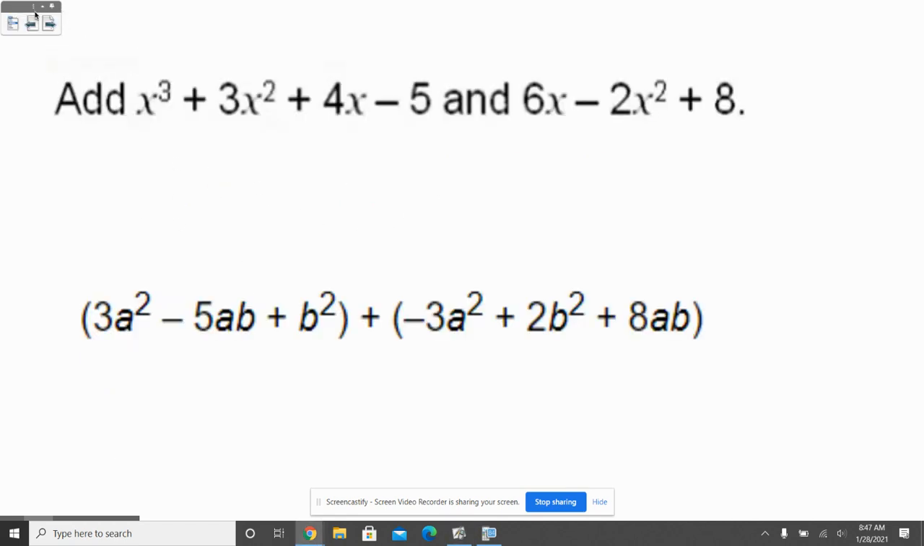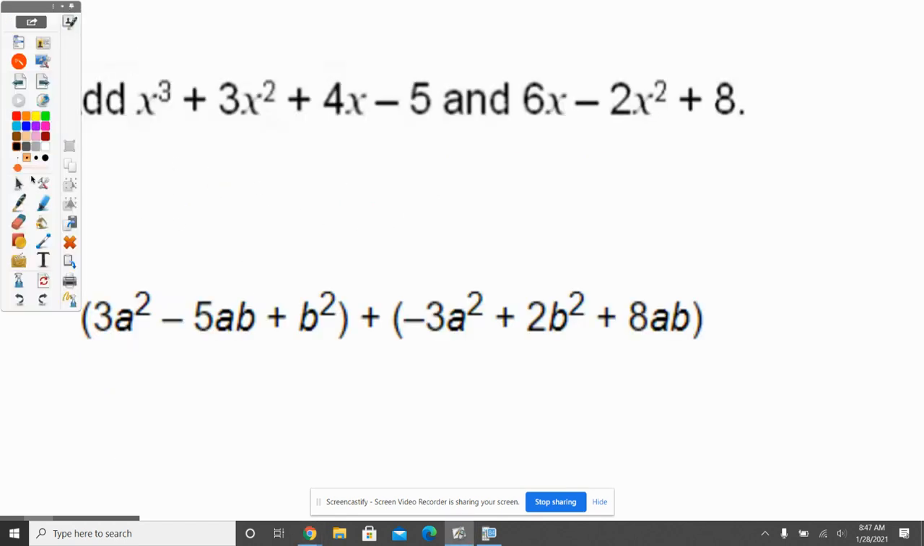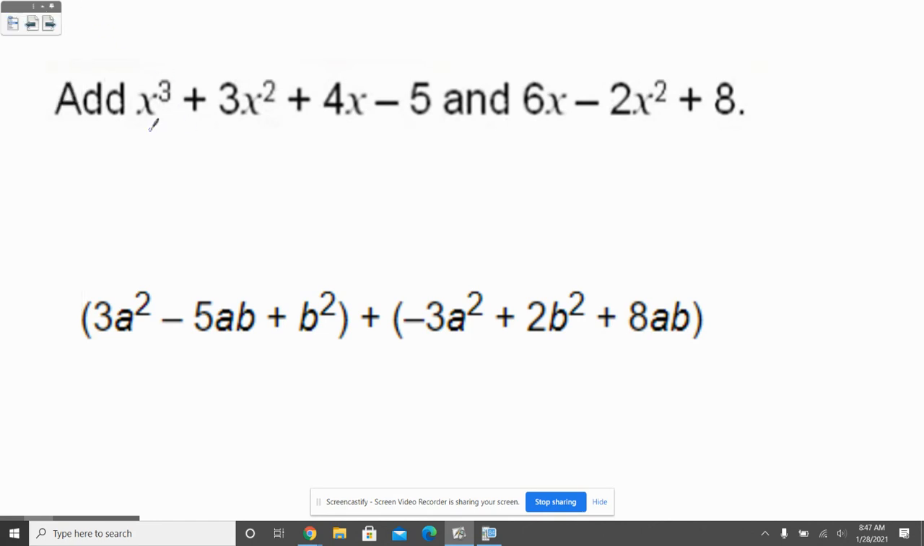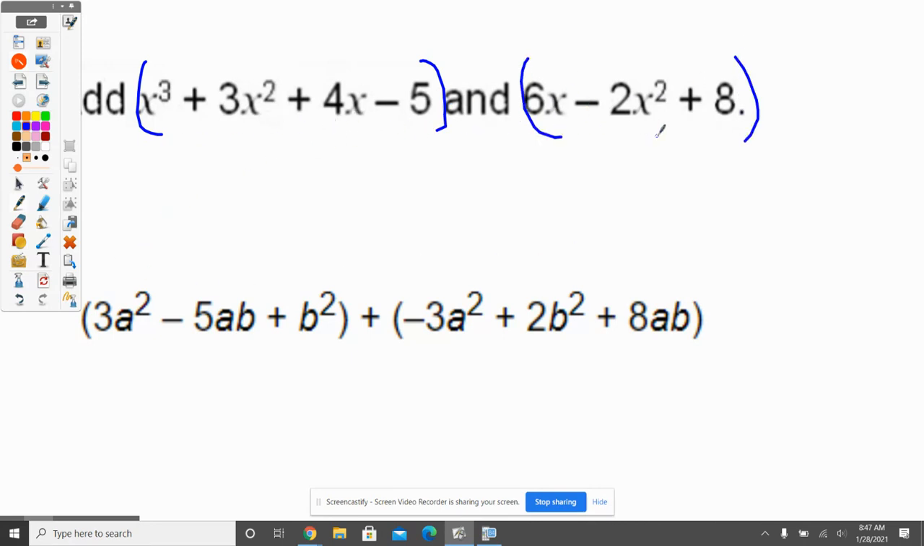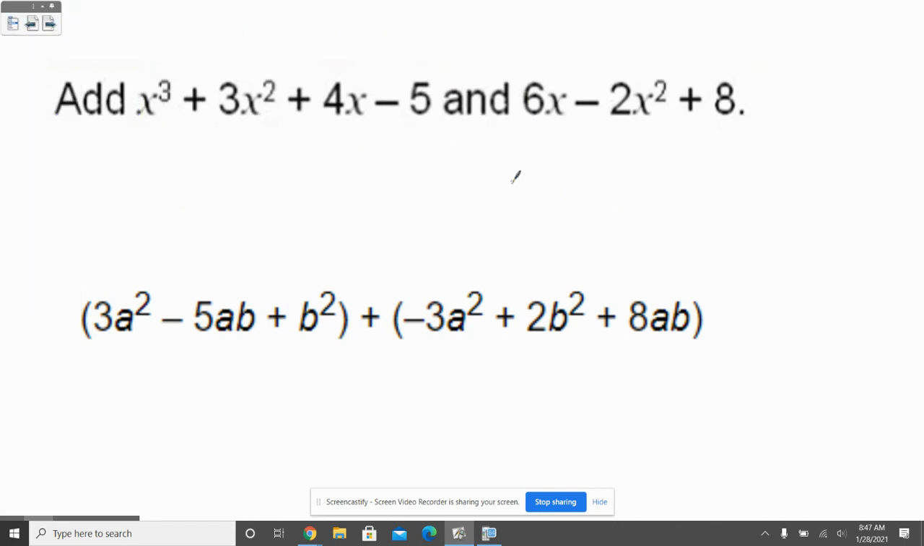So let's add some of these. Now, what I want you to do is realize that I'm taking this cubic polynomial, this degree 3 polynomial, and I'm adding it to a degree 2 polynomial. So do you see how down here they put parentheses? You could use those if you want. It kind of helps you realize what's happening. So this I have a cubic and I'm adding to it a quadratic. Now, they just used words here, but really we're just going to clean it up.